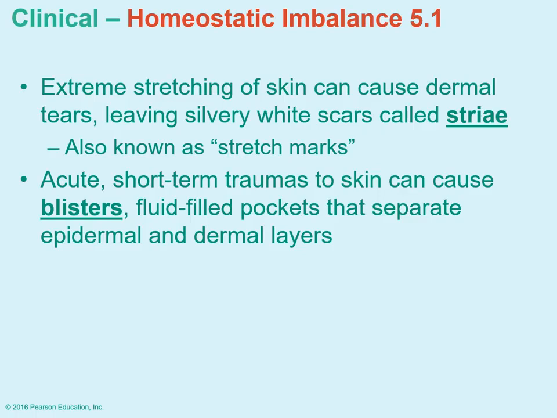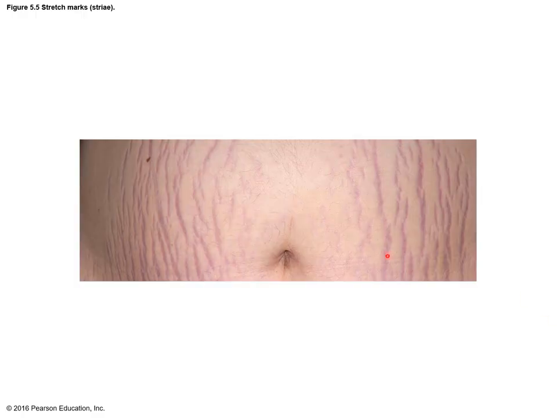Sometimes you have trauma to the skin where you're going to form a blister. And what a blister is, at some point, all of you have had one, you know that it's these little pockets, little areas that are filled with fluid. It's actually between the epidermis and the dermal layer. So this is an example of some stretch marks or the striae. For women who have been pregnant, especially multiple pregnancies, you tend to get these. It's probably going to happen.